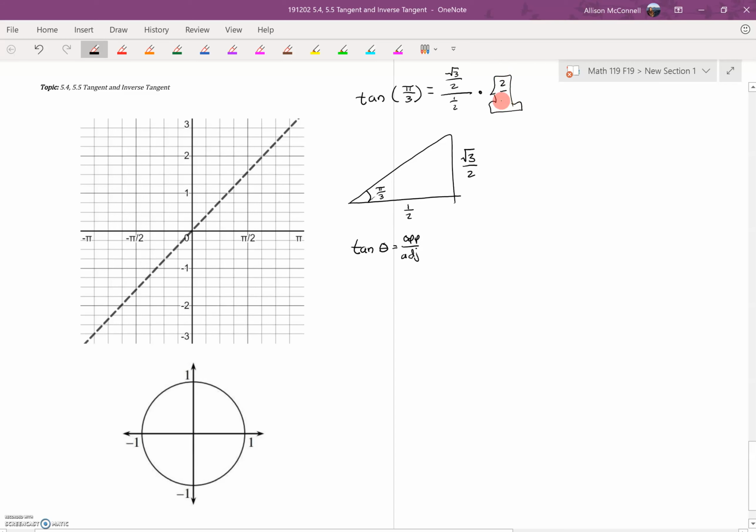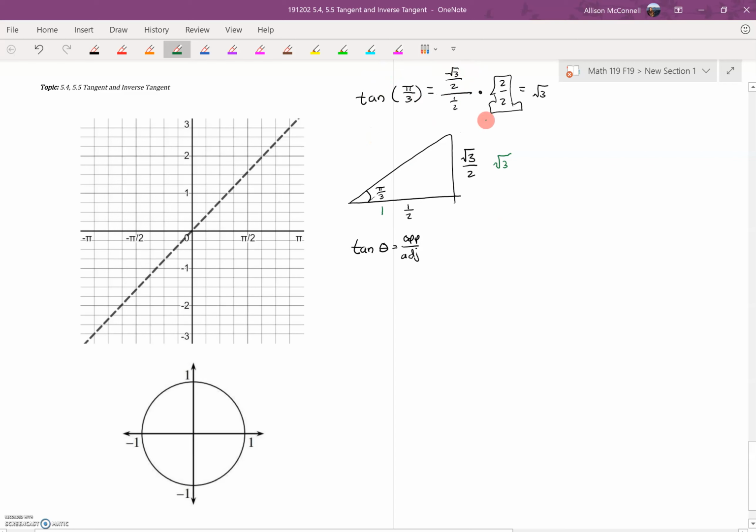Some students went ahead and noticed that if we consider simplifying this, and I like to think of this as just if we multiplied by 2 over 2, then we would just end up with root 3 over 1. And that would just equal root 3. So some students identified that you could also have side lengths of root 3 and 1. As long as this ratio is satisfied, then we can consider that a ratio that applies to the reference angle of pi over 3.